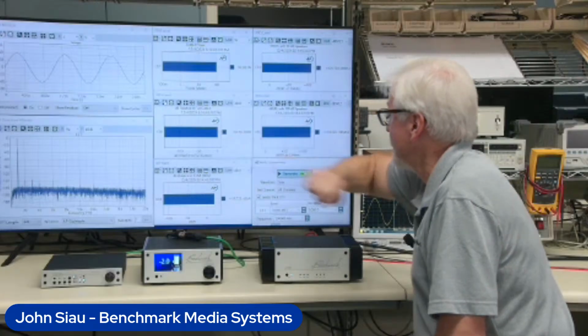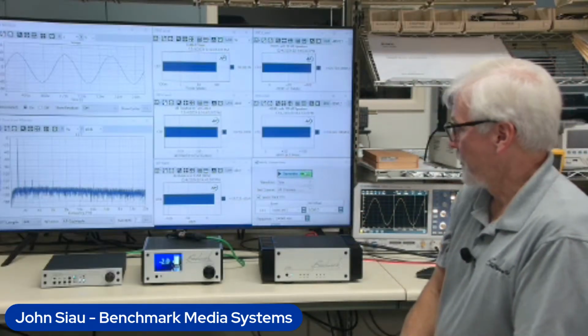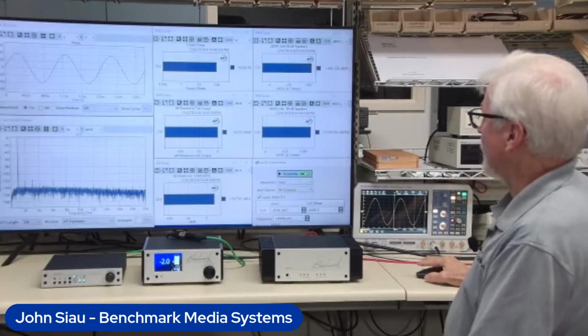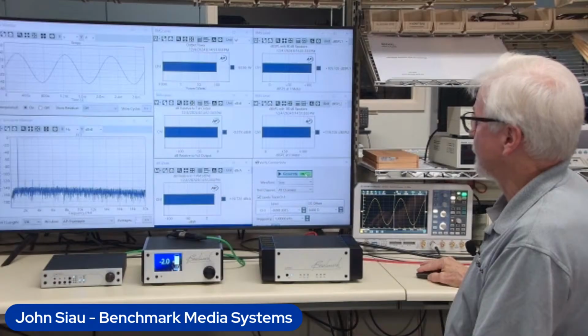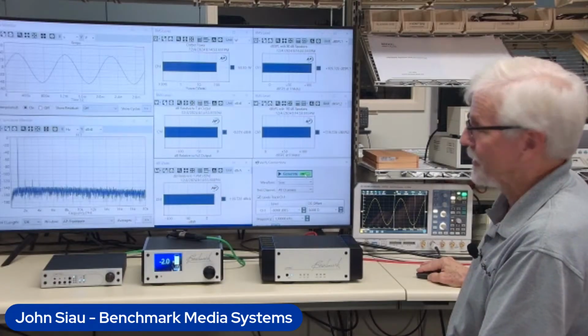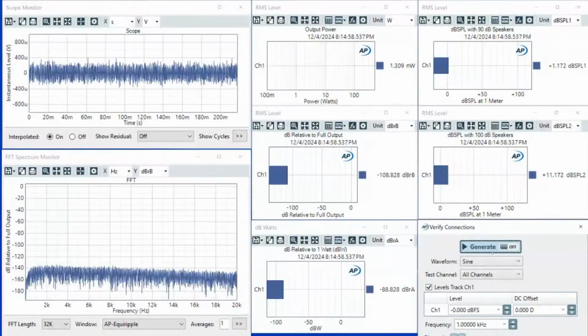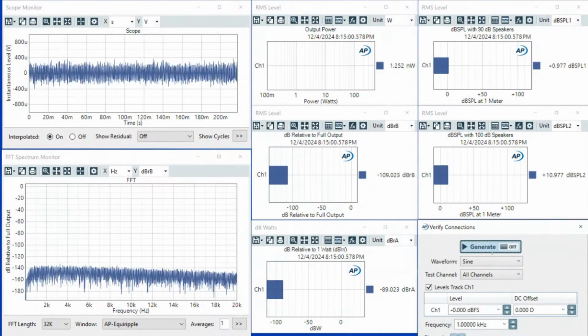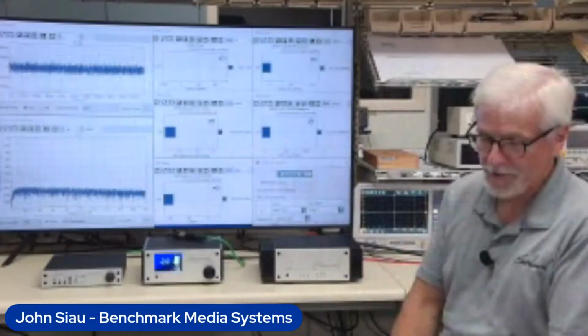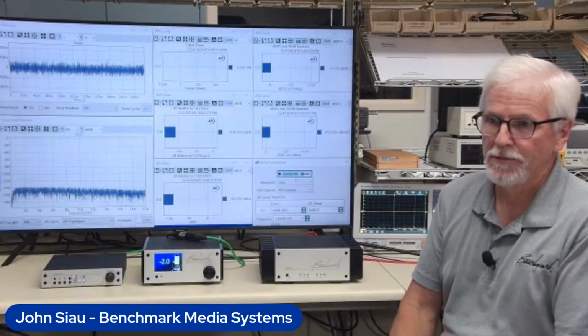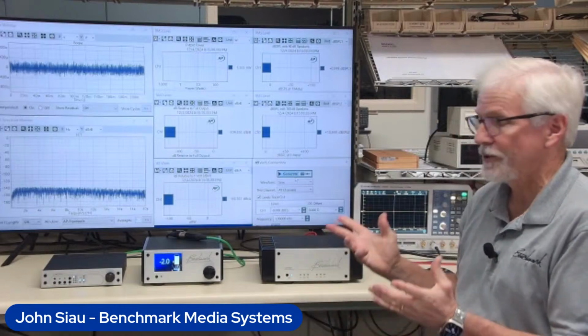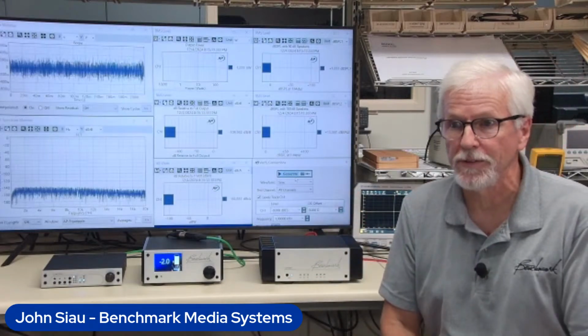Our full signal is again at the same level. I'm going to mute the DAC, and let's see if we get our 122 dB signal to noise ratio. Oh my gosh, what happened? Looks like 109. Okay, so we lost 13 dB of noise performance because we've got the system misconfigured.